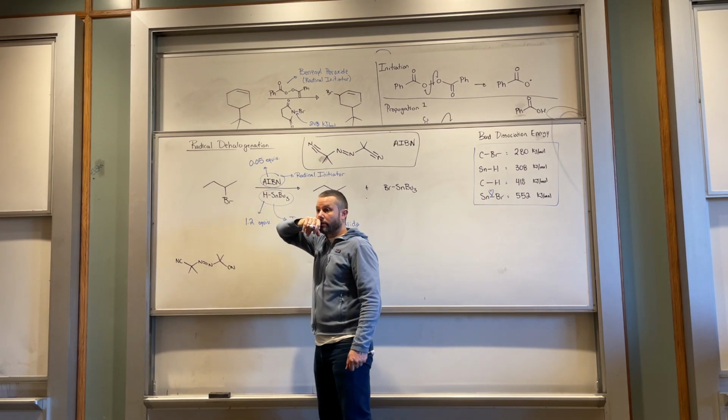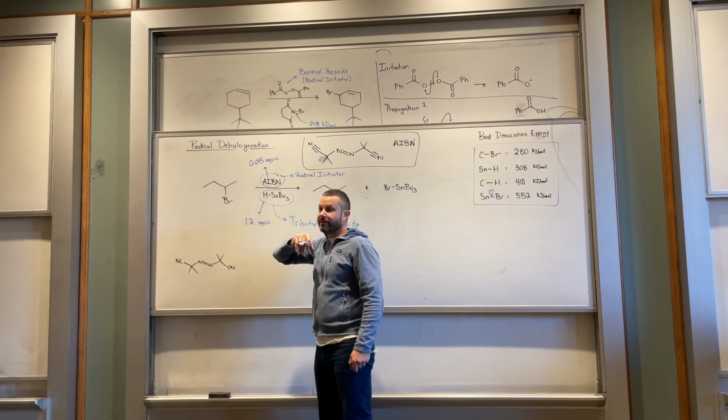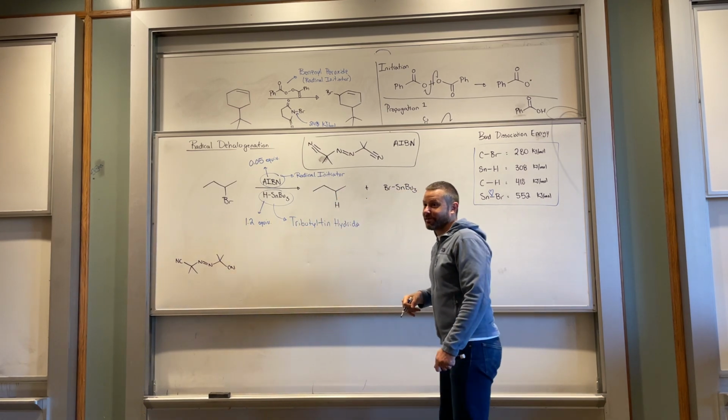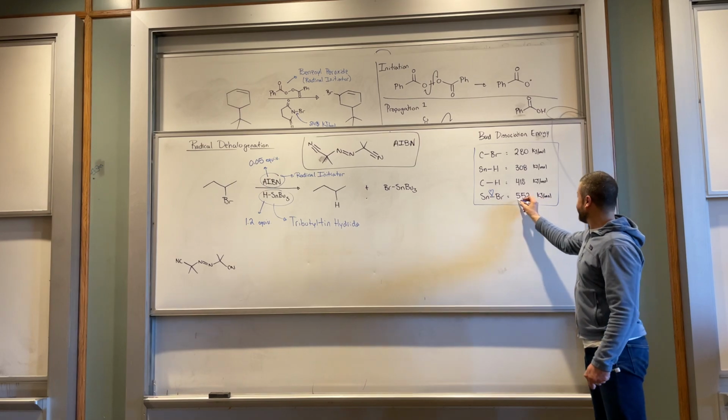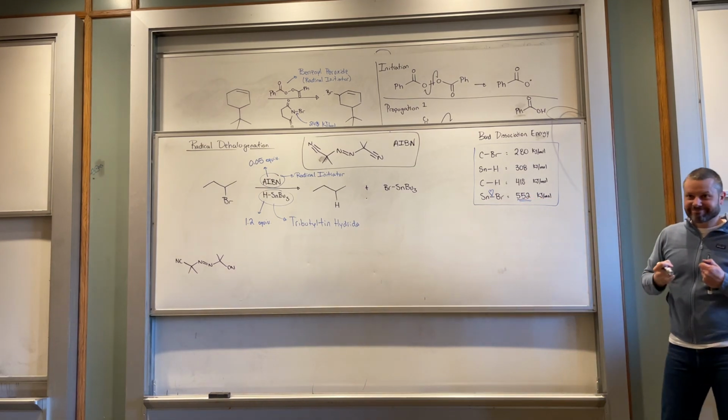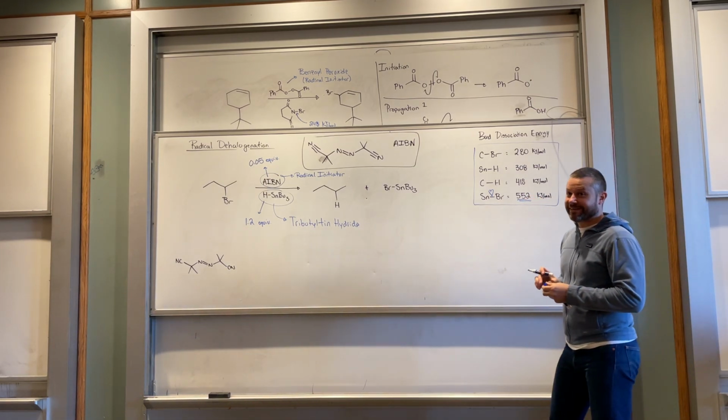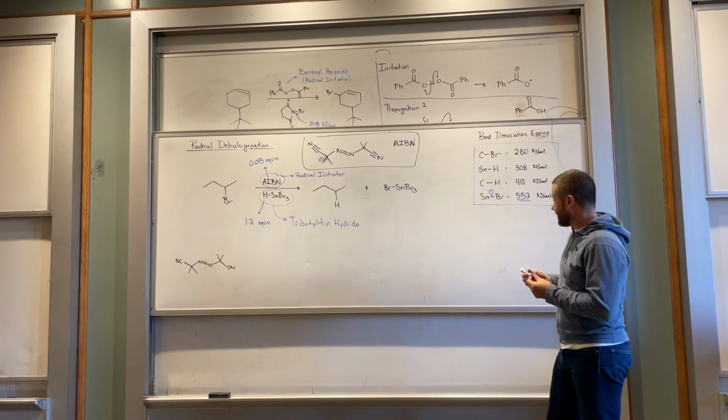Does the tin and the bromine have like a relationship? Oh yeah, they love each other. I mean, look at this number, 552. That's the Orgo relationship. Exactly.